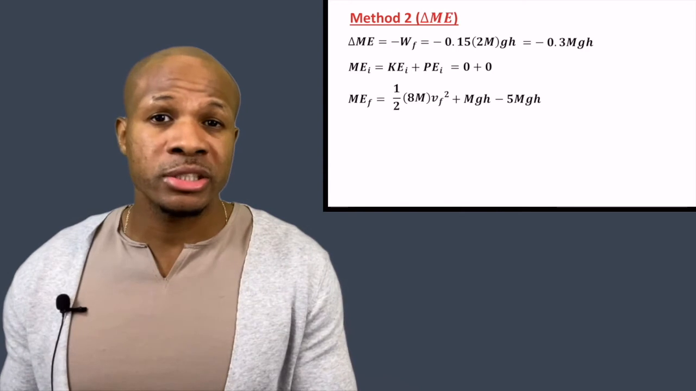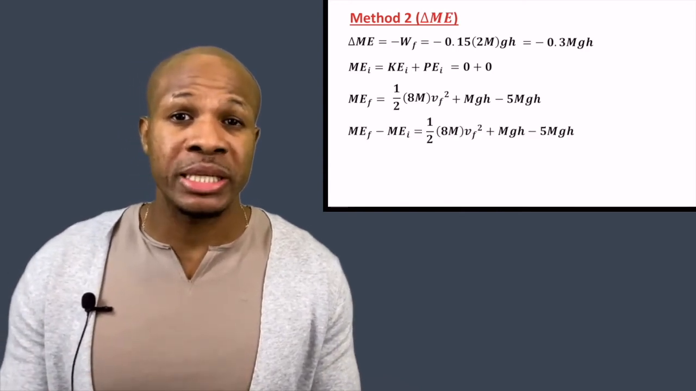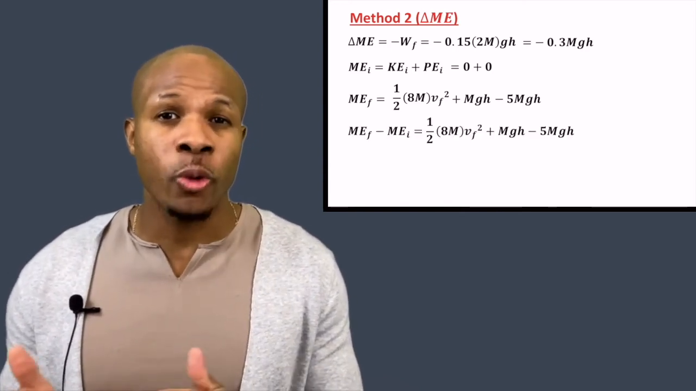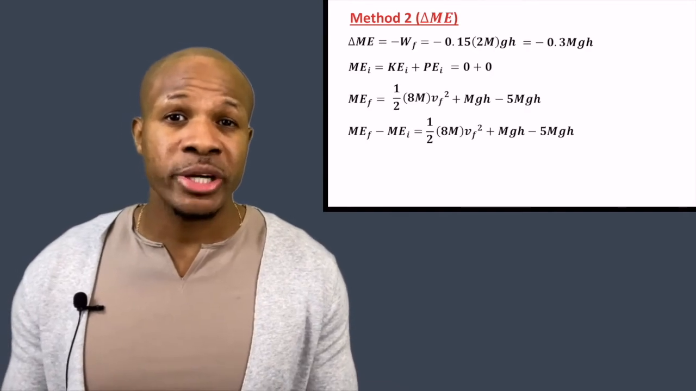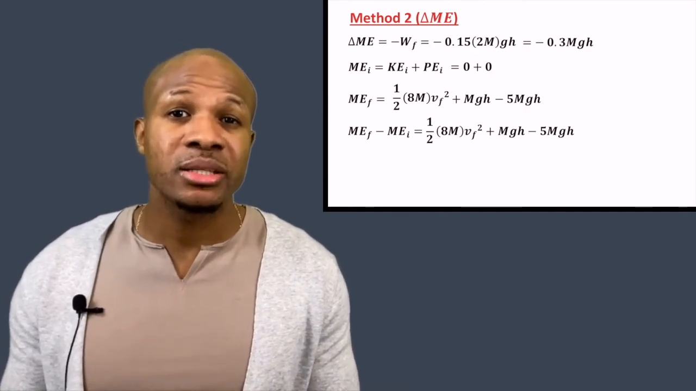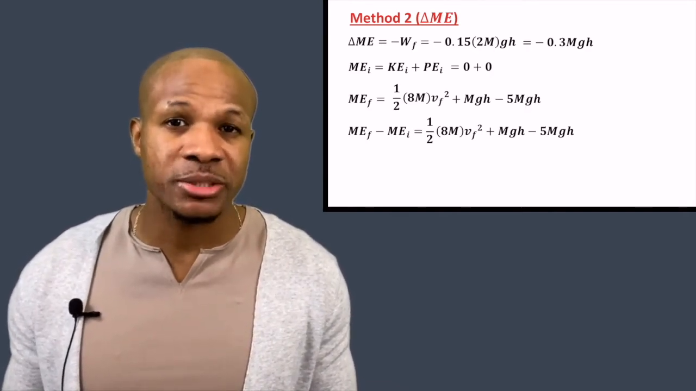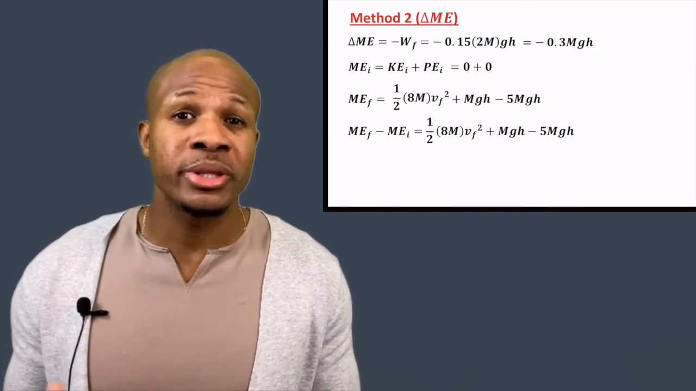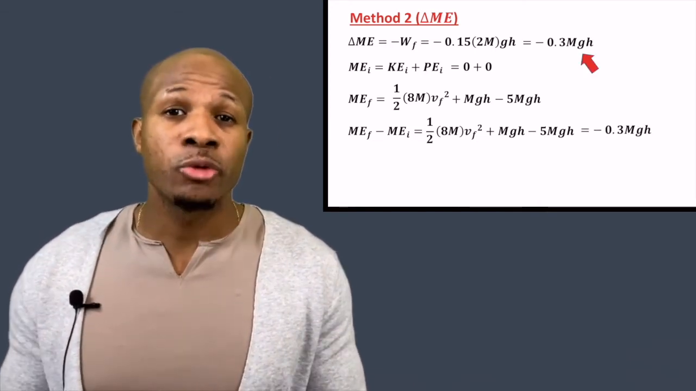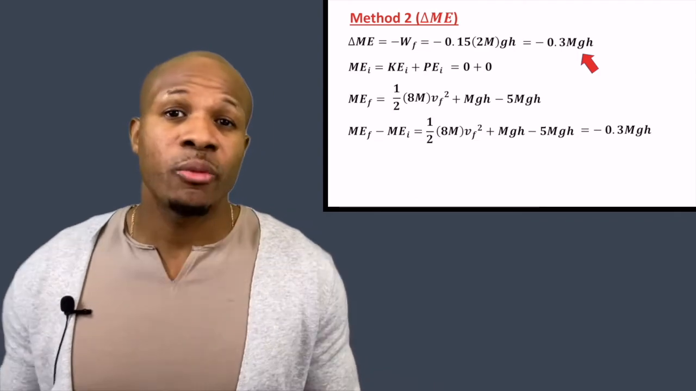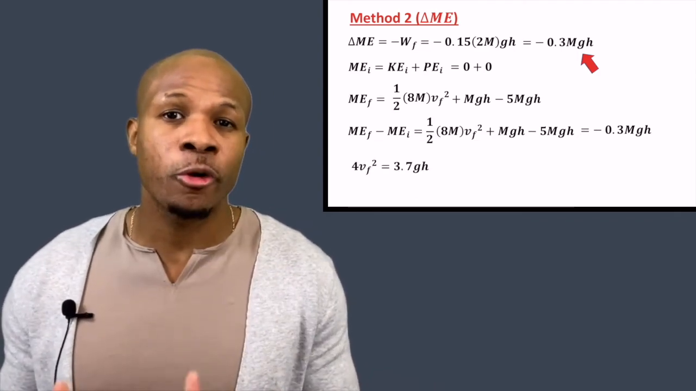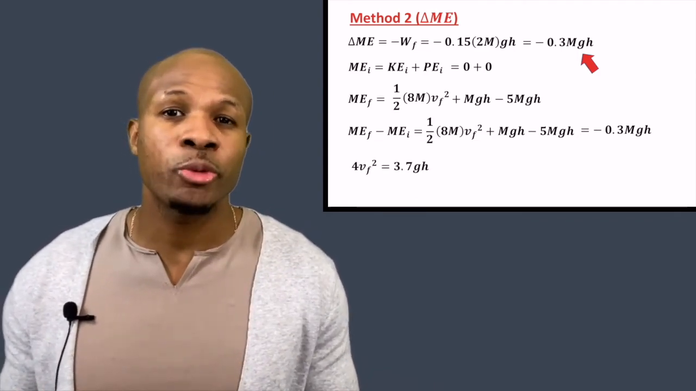Our mechanical energy final minus our mechanical energy initial is going to be equal to 1/2 8mv squared plus mgh minus 5 mgh. And this difference is going to be equal to negative 0.3 mgh, which we already calculated initially. And when we simplify this equation, we get 4v final squared equals 3.7 gh.